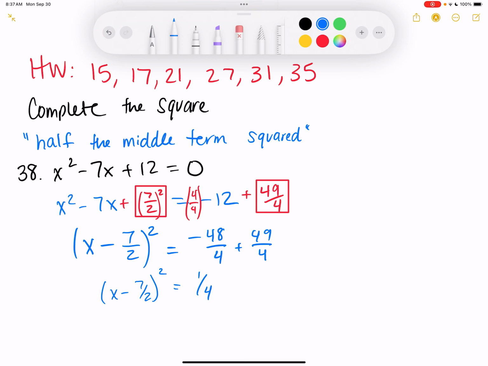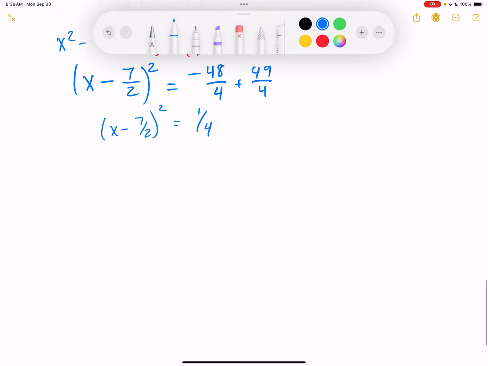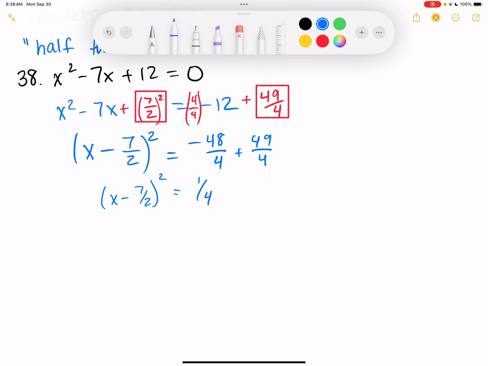Now, what does this kind of look like? Something we've already done in this section. Difference of squares. Square root property. Okay? Because I have a term being squared is equal to something else. So I can take the square root of both sides. So this is going to be x minus 7 over 2 equals plus or minus the square root of 1/4.